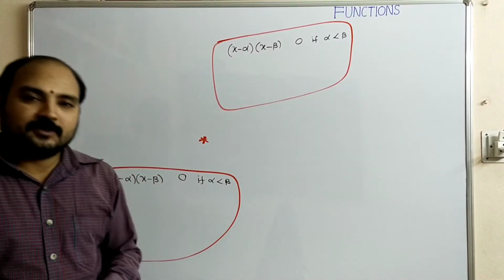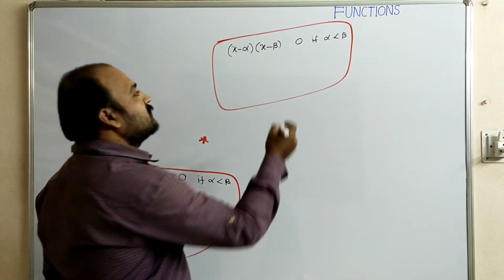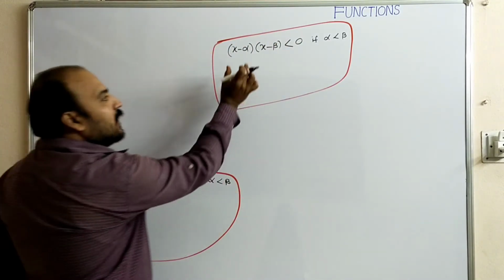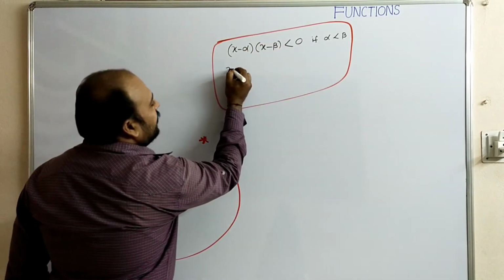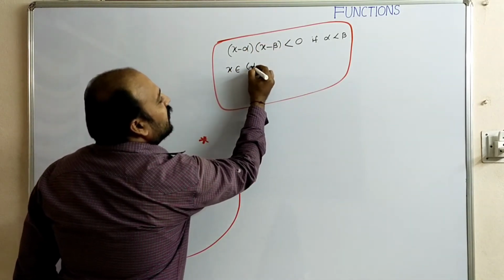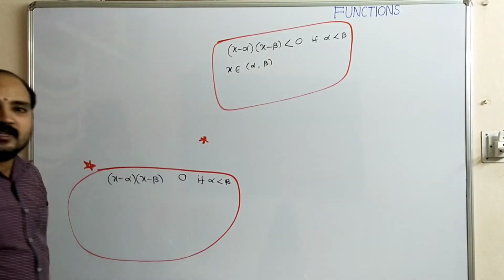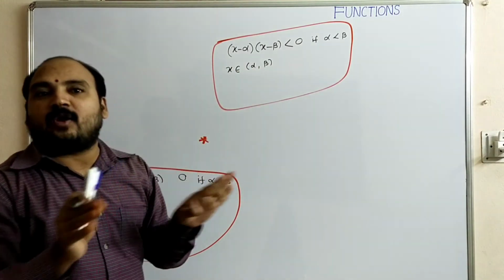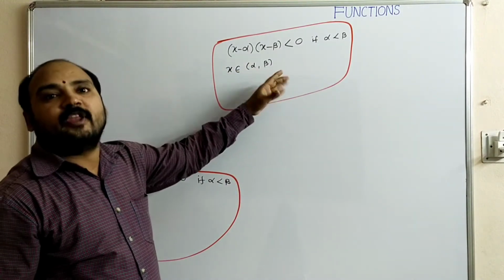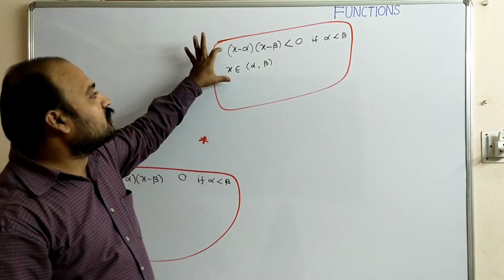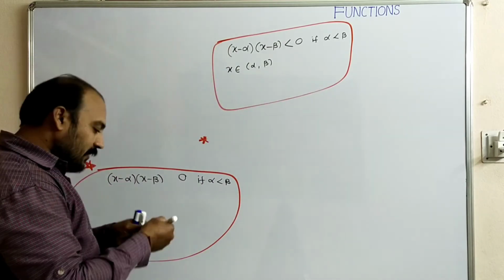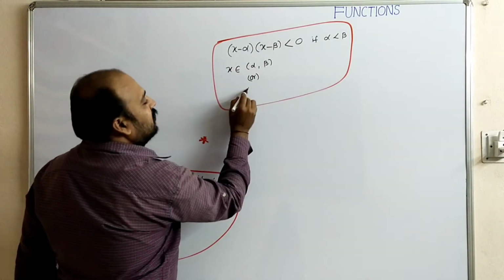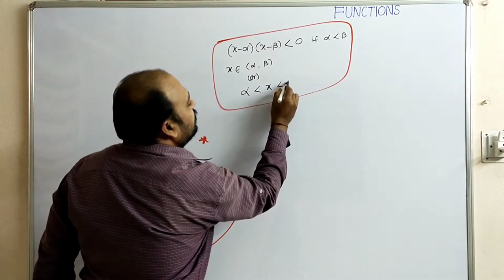The next one, suppose x minus alpha into x minus beta is less than 0, when alpha is less than beta. X belongs to open interval of alpha comma beta. That means the value of x is defined in between alpha and beta. It should not be equal to alpha, it should not be equal to beta. In between the values of alpha and beta, the domain of this function will be there. Otherwise we can define it like this also: x lies between alpha and beta, alpha is less than x is less than beta.